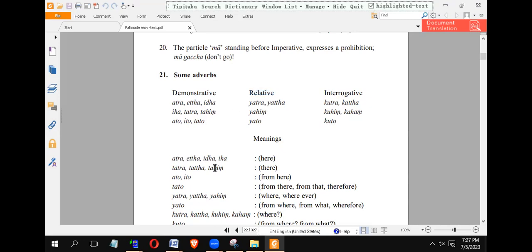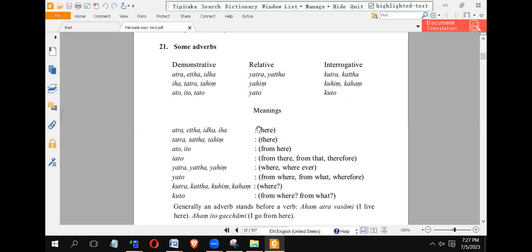So then we already looked at the place here. Starting with A: atra, eta, ida, iha. Starting with ta refers to there: tatra, tata, tahim. Ato, ito: starting with the to, from here, then with the to, from there. And starting with Y is a relative, where. Yato, all right? From where? Starting with the K is a question, all right?